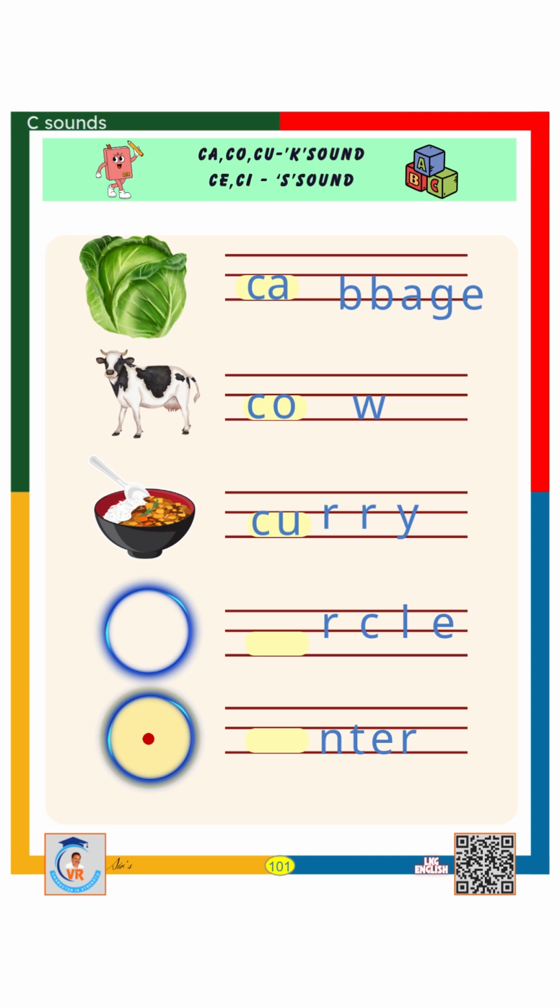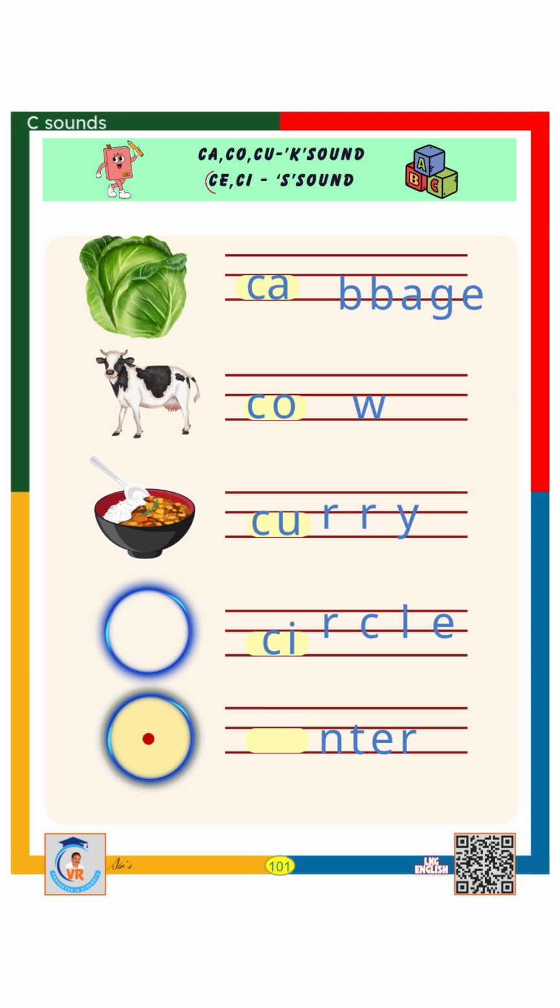For I, E, the sound is S. Look, circle. Look at circle. CI, the CI sound. Next, rice. Look, CE is giving the S sound.